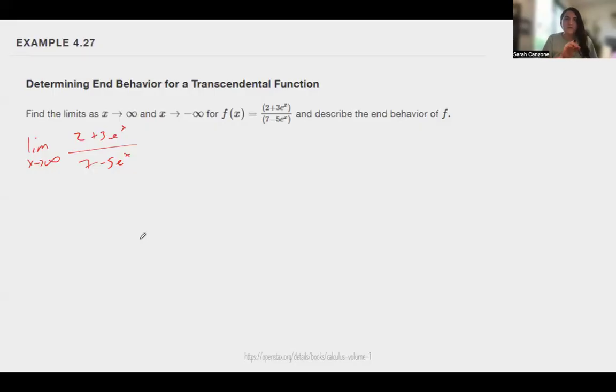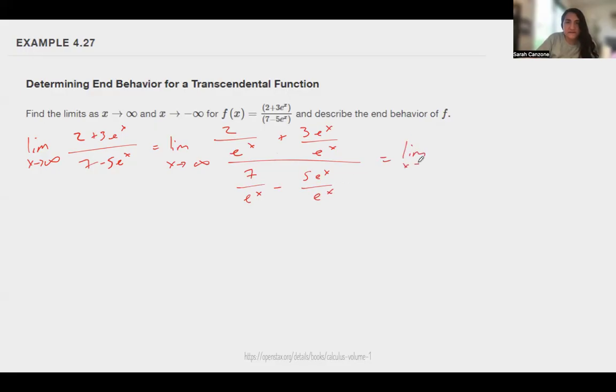That's going to be the thing that grows the largest, the fastest, going towards the end. So let's divide everything by e to the x. So we get the limit as x approaches infinity of (2 over e to the x plus 3e to the x over e to the x) over (7 over e to the x minus 5e to the x over e to the x). And we can simplify this to be the limit as x approaches infinity of (2 over e to the x plus 3) over (7 over e to the x minus 5).